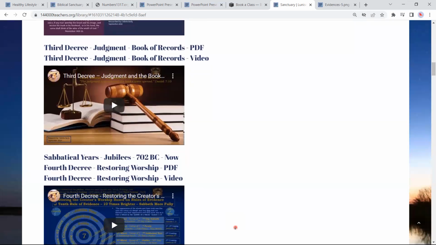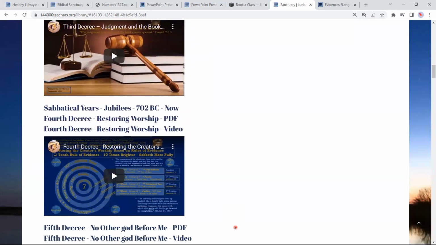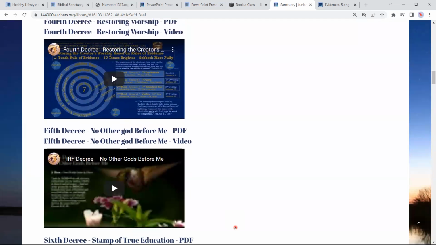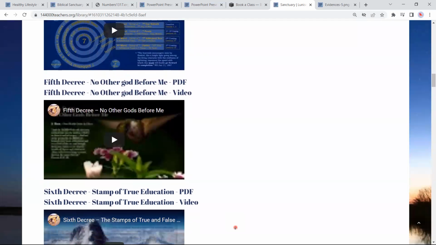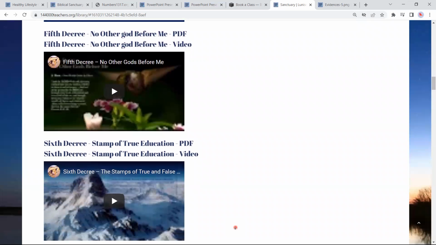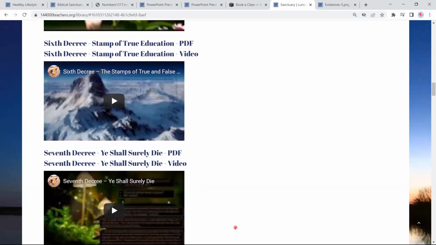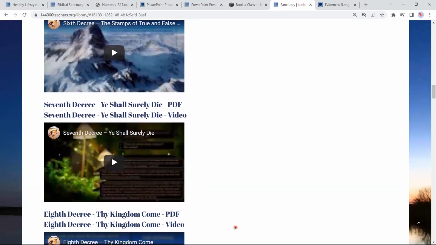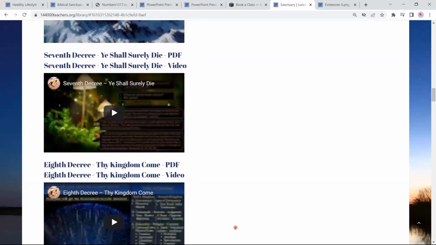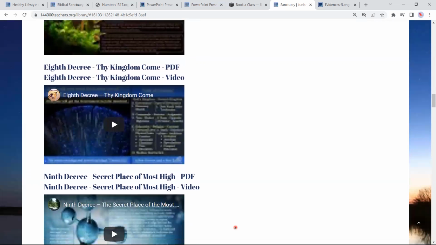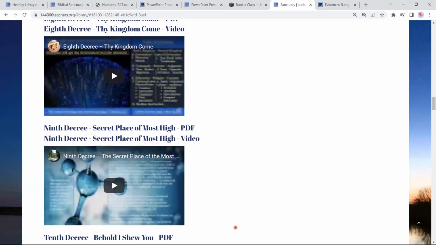We even have the sabbatical years, the Jubilee year from 702 BC to now that we have calculated according to rules of evidence that we have studied. So we do encourage you to study, study, study to be found approved and become a teacher of 144,000 teachers that will present the truth and stand on evidence to do so.